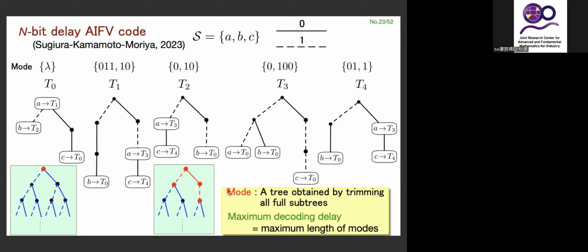And we can show that the maximum decoding delay of this n-bit decoding delay AIFV code is given by the maximum length of the mode. In this case, the longest mode sequence has 3 bits. So this AIFV code has a maximum 3-bit decoding delay.